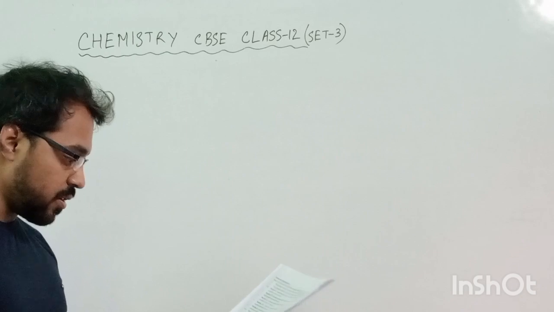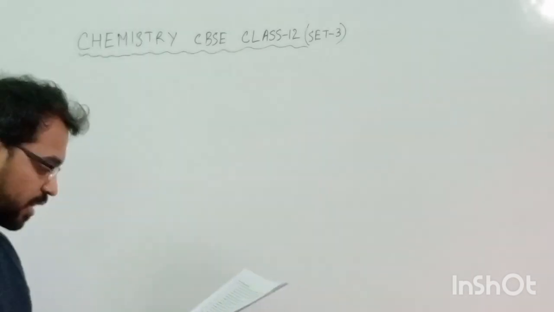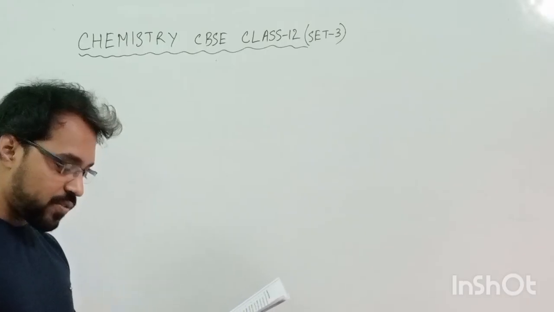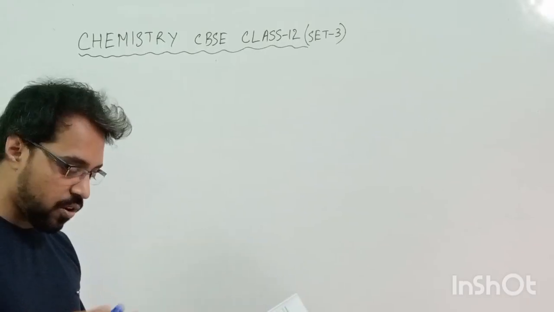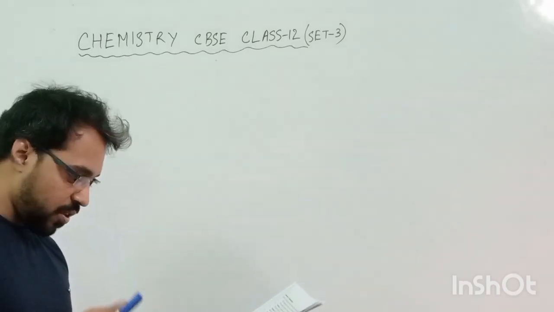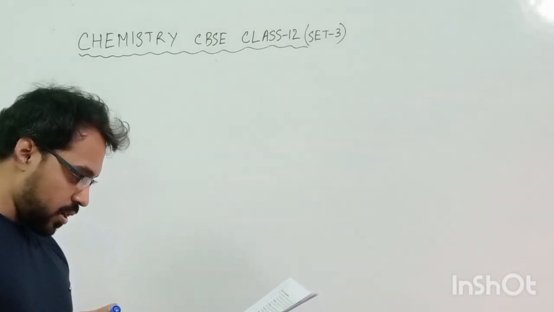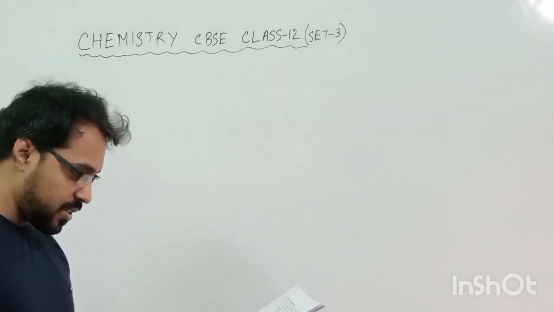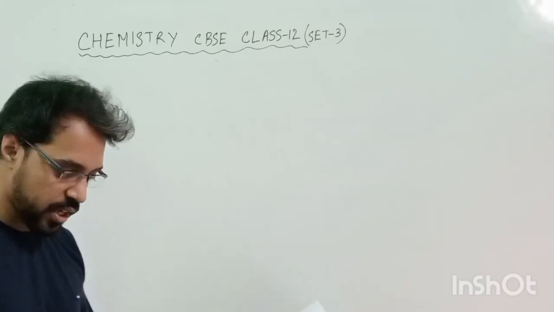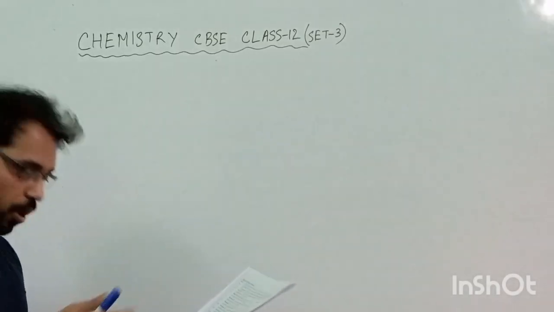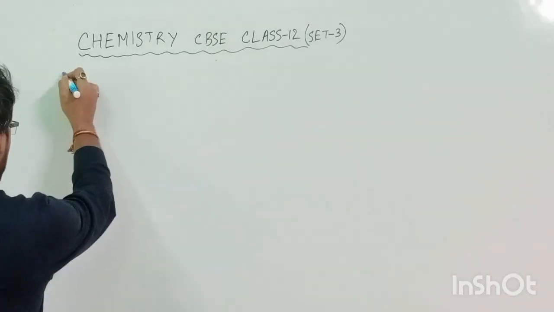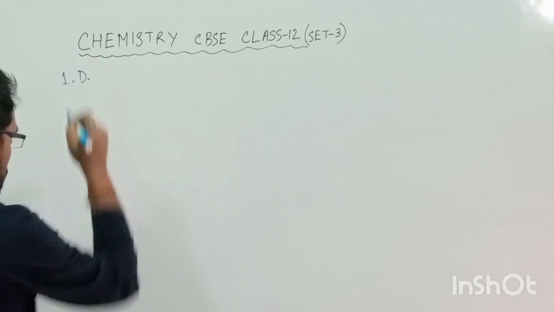So let's start with the MCQ section, section A. The first question is, which of the following is not correct for SN1 reaction? As we can see from the different answers, inversion of configuration is not correct because all other 3 options are correct. So question number 1 should be D.